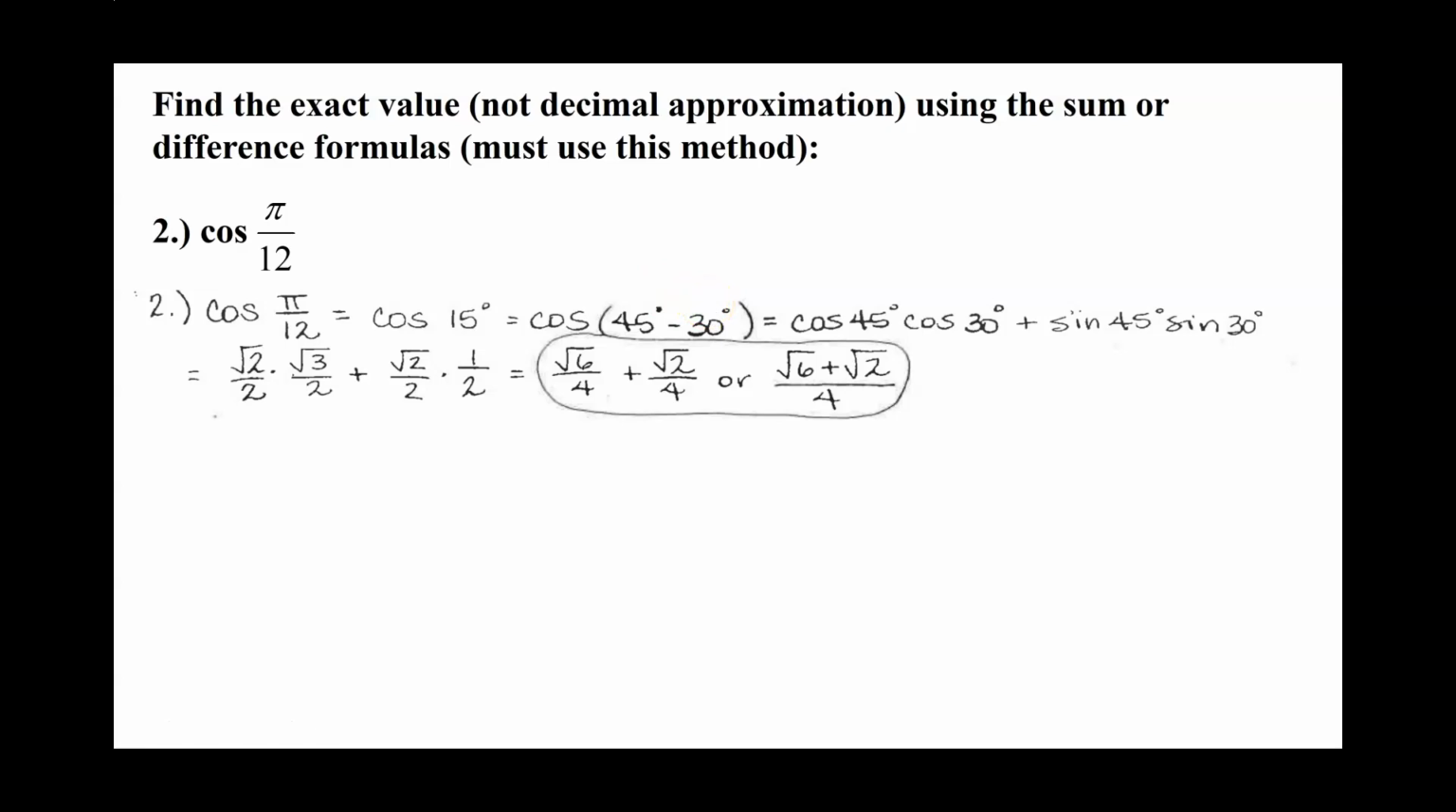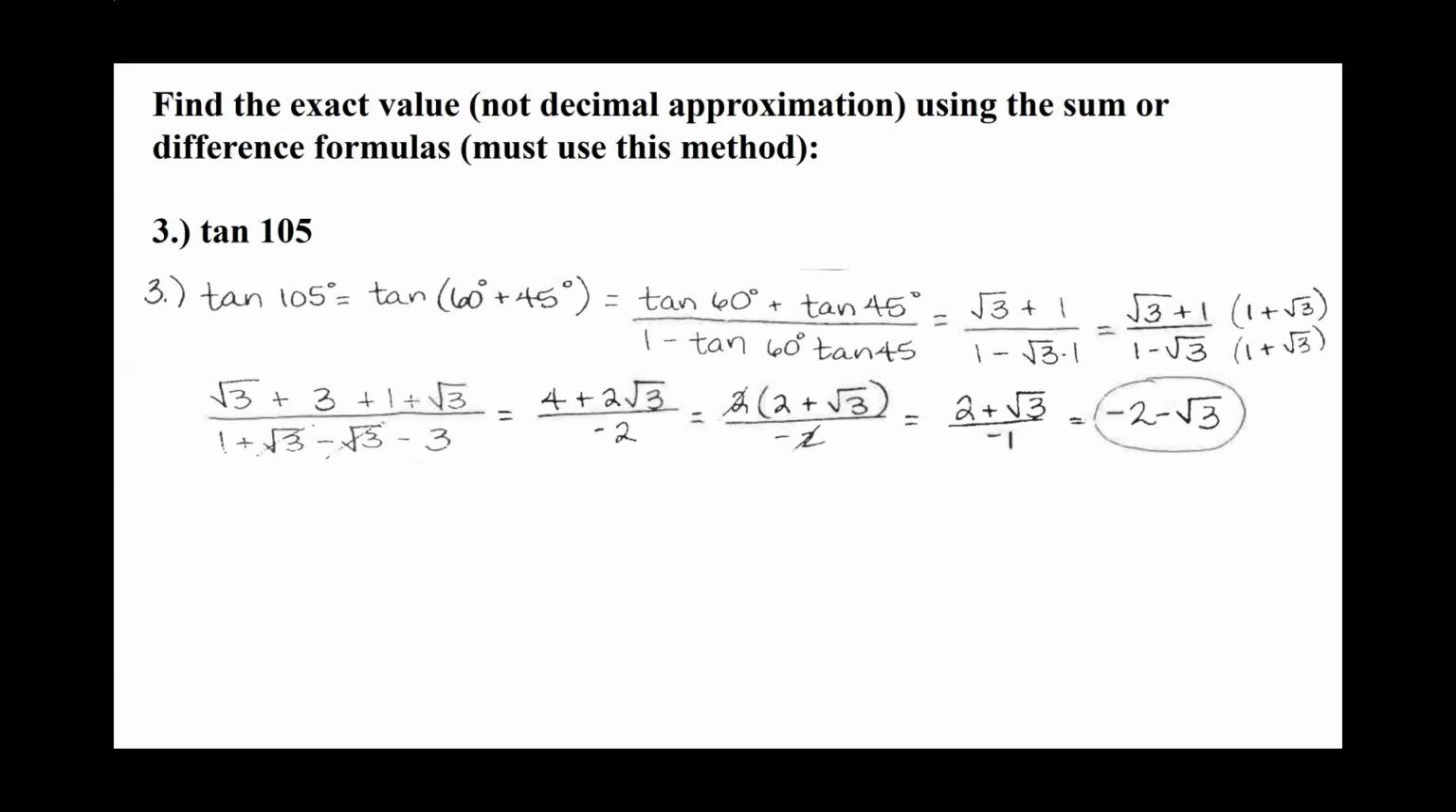I chose 45 and 30. So your cosine subtraction formula is cosine cosine plus sine sine. Watch that formula carefully. All right, so cosine 45 off of the unit circle is square root of 2 over 2. Cosine 30 off the unit circle is square root of 3 over 2. Sine 45 is square root of 2 over 2, and sine 30 is 1/2. So then square root of 2 times square root of 3 is square root of 6. 2 times 2 is 4. And then square root of 2 times 1 is square root of 2. 2 times 2 is 4. And again, you can leave that separate or you can combine it.